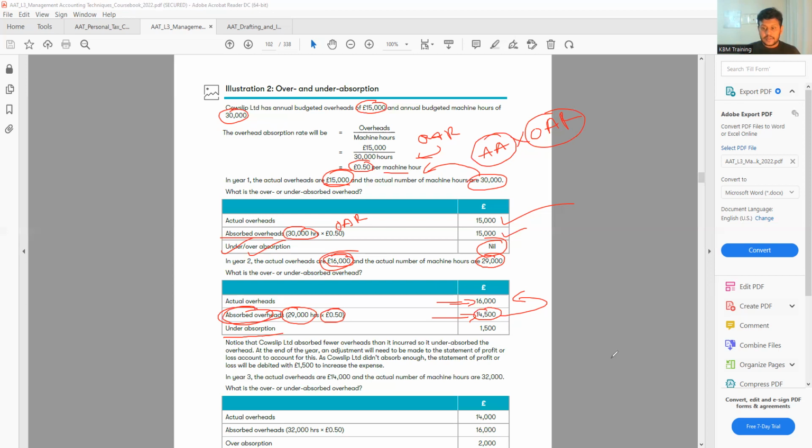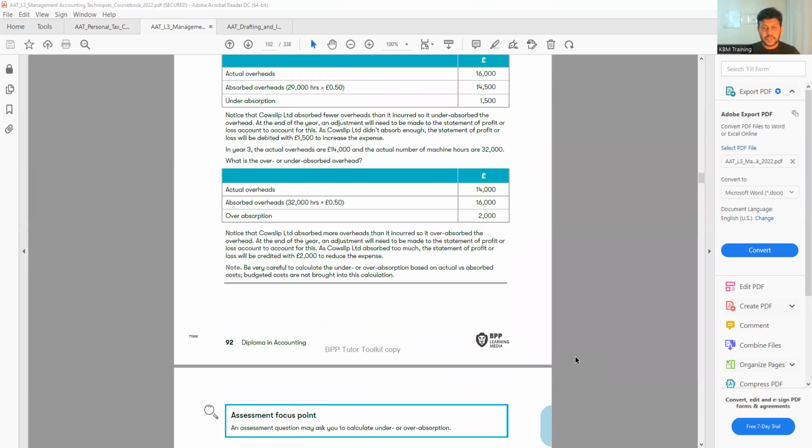All right, let's have a look at the next scenario. Here our actual overhead is 14,000 and the actual machine hours are 32,000. So 32,000 times the OAR gave us 16,000. So we absorbed 16,000, but the actual overhead is 14,000. This time we absorbed more than the actual. If we absorb more than the actual, it will be over absorption. That's why 2,000 is the over absorption, the difference.